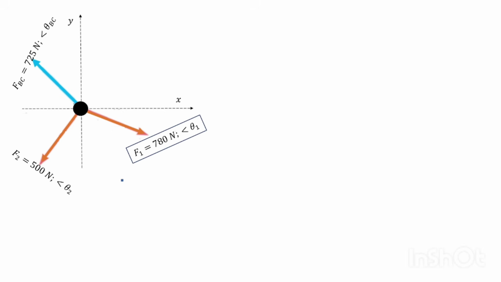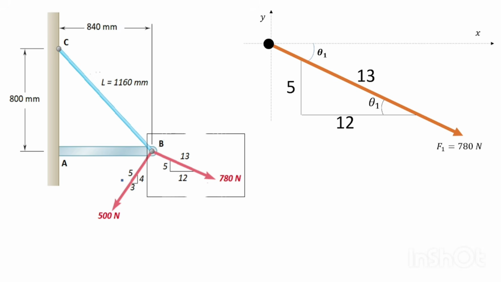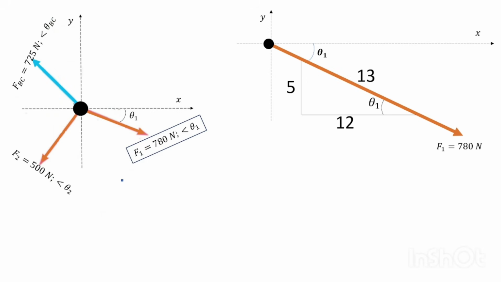We're going to start by looking for the component of the force F1, which is equal to 780 newtons, at an angle theta 1. To find the angle theta 1, we need to reproduce this diagram as shown. This is just a part of the space diagram that we've taken out of it. Going back to what we had, having this, we can easily find the angle theta.